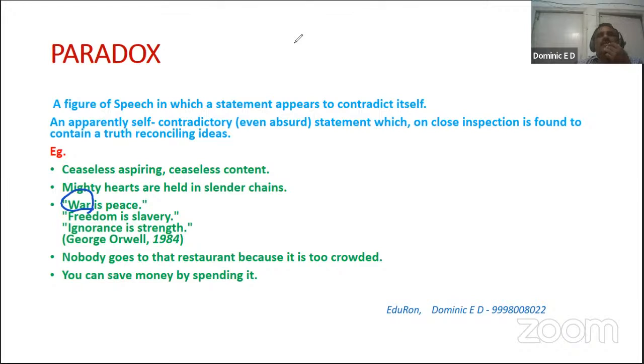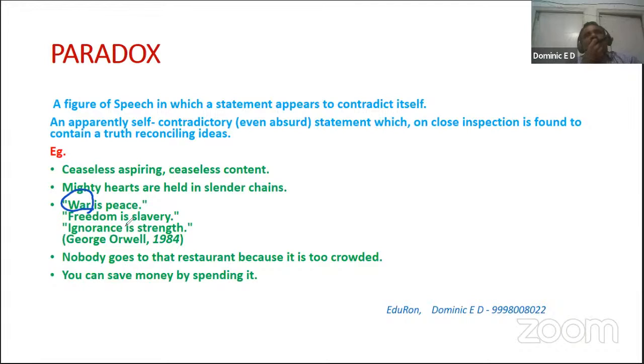Ignorance is strength. That is, sometimes after committing a mistake, you cannot say, oh, I did not know it. After committing a mistake, you cannot say, I did not know it.